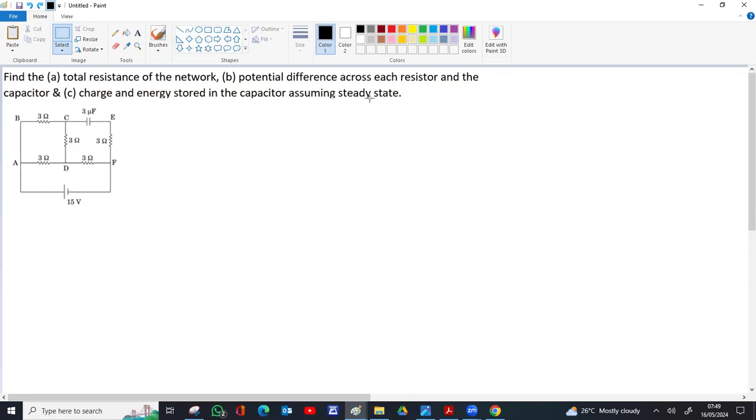The first point: what is the meaning of steady state? A capacitor fully charged will have charge stored inside, potential difference across the plates, and energy stored, but once it is fully charged, no current passes through the capacitor branch.